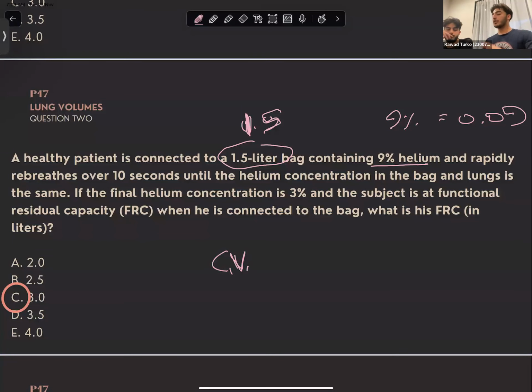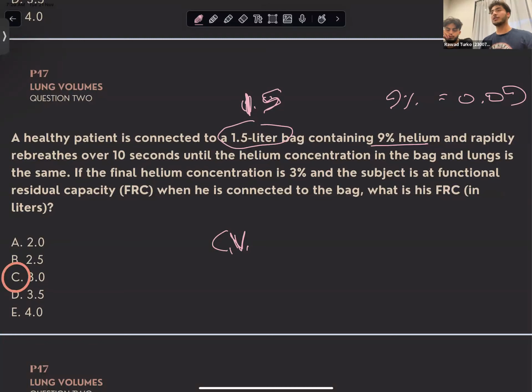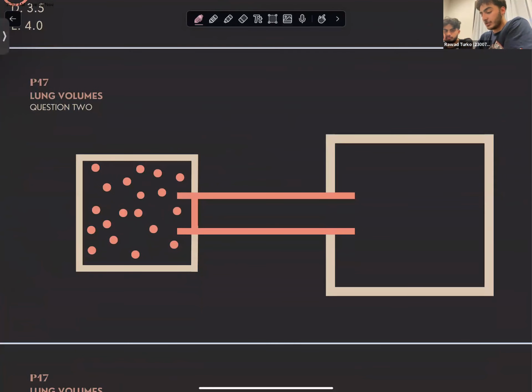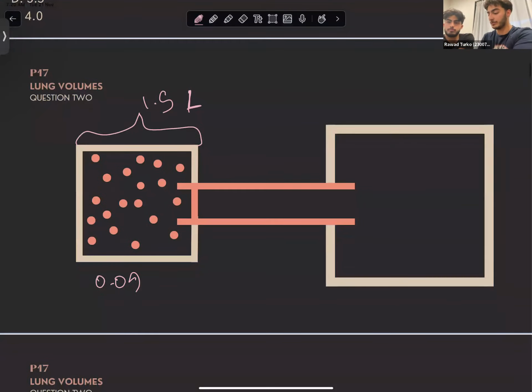Before you do anything, C1V1 is equal to the amount of gas particles in a specific compartment. Let's say we have these two compartments and they're blocked. They're connected by this little pipe right here, but for now they're blocked. We have a specific concentration, 9% or 0.09, and a specific volume of 1.5 liters. So C1V1 equals 0.09 times 1.5, and that's the amount of gas here.